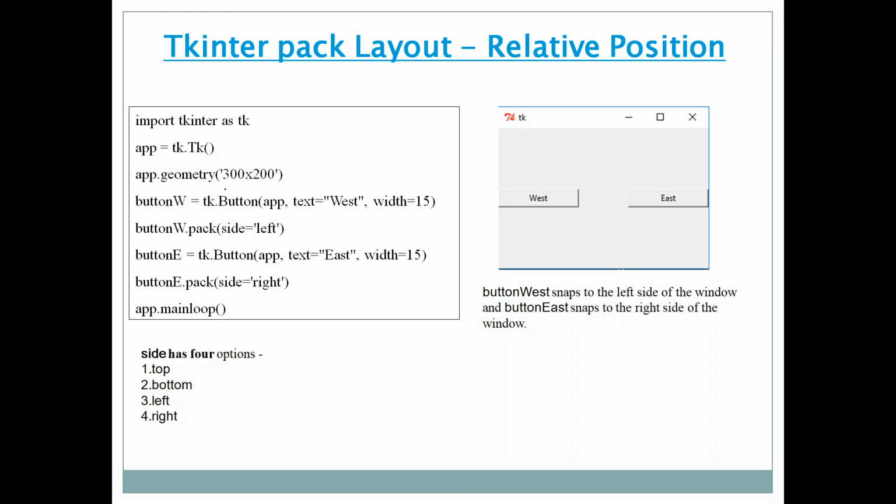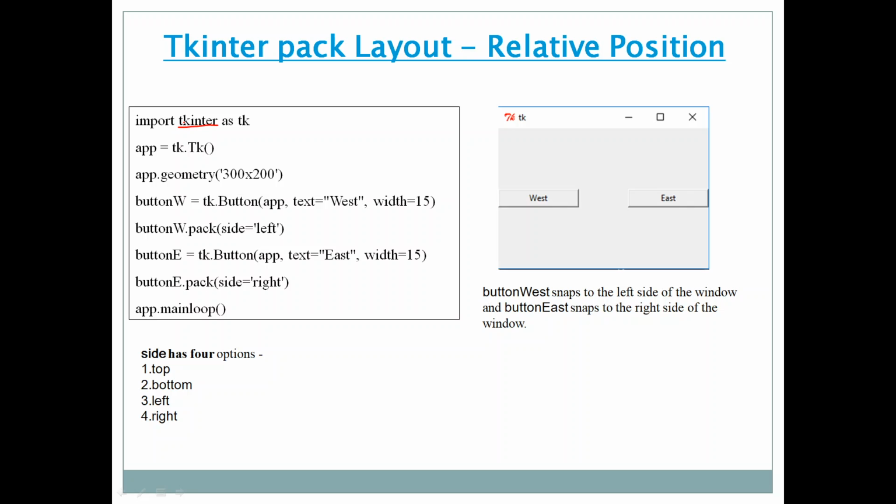So let us look at these geometry management methods one by one. First, we will look at the tkinter pack layout. As we have studied, it is used to add the components in a sequential way. You can see one example is given here. In this example, we have first imported tkinter.